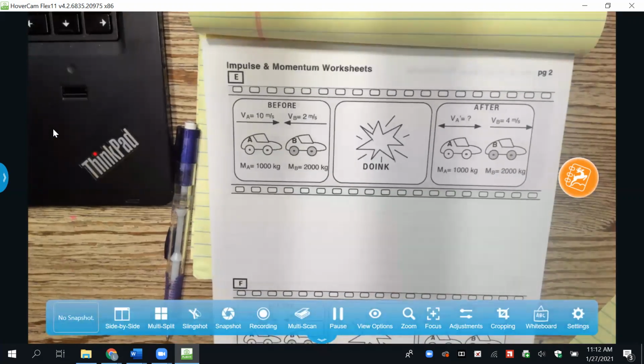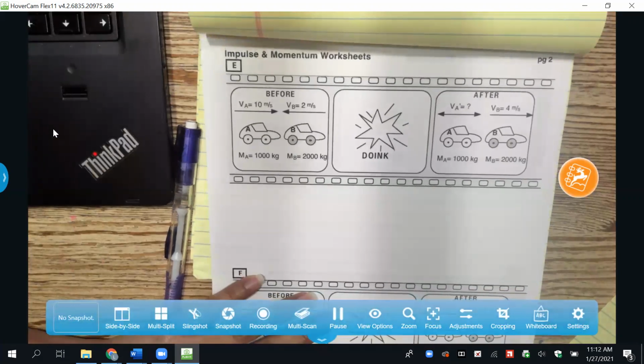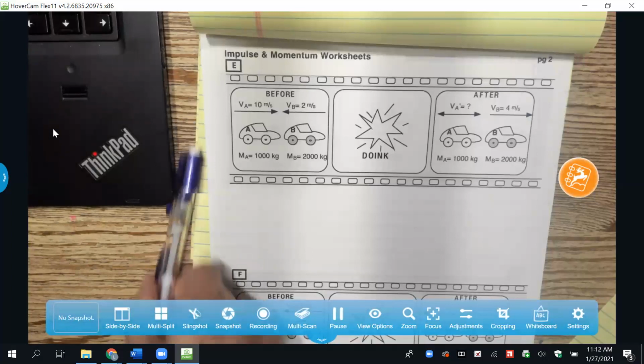All right, so with calculations, the key thing to remember is that the total momentum before the collision is equal to the total momentum after the collision. And that's what the momentum conservation law is all about. Basically, when these cars collide or when your carts collided in yesterday's lab, the momentum just transferred from one to the other. And so total momentum before always equals total momentum after.